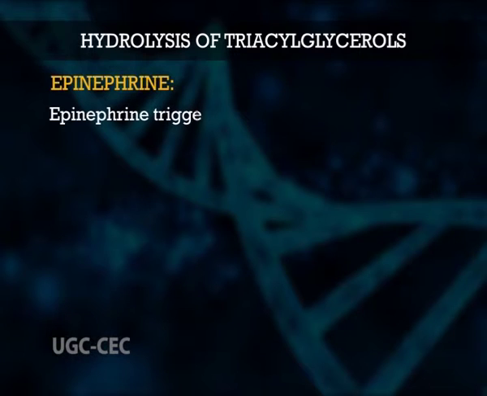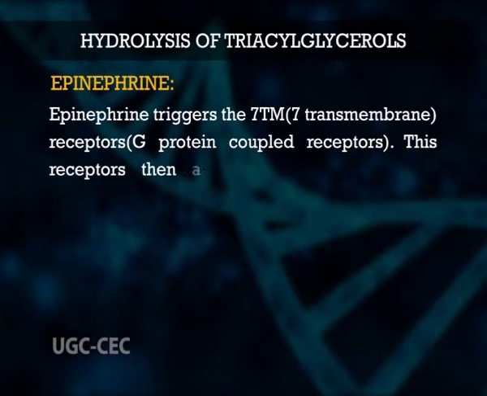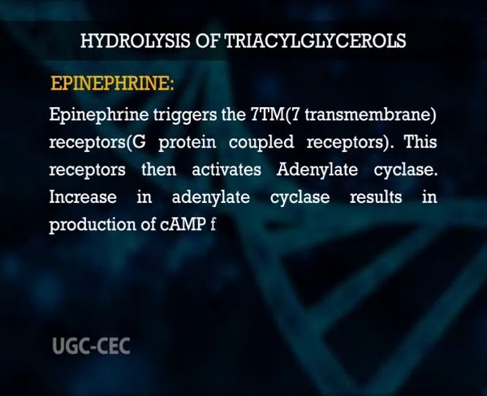Epinephrine triggers the 7-TM or the 7 transmembrane receptors or the G protein coupled receptors. These receptors will then activate the adenylate cyclase. Increase in this adenylate cyclase will result in the production of cyclic AMP from ATP.